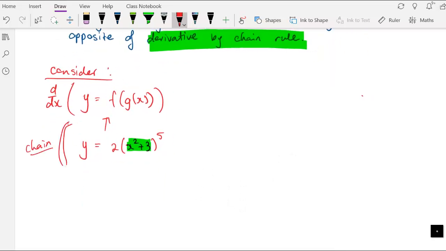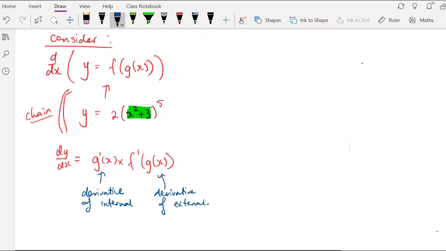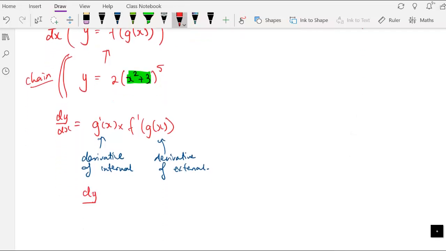So our chain rule will be dy/dx is the derivative of the internal function multiplied by the derivative of the external function, keeping in mind that that bracket will always stay the same. So this is the derivative of the internal, and this is the derivative of the external. So that's our chain rule. You may remember it as dy/dx equals du/dx multiplied by dy/du. So same outcome, fix that u there.